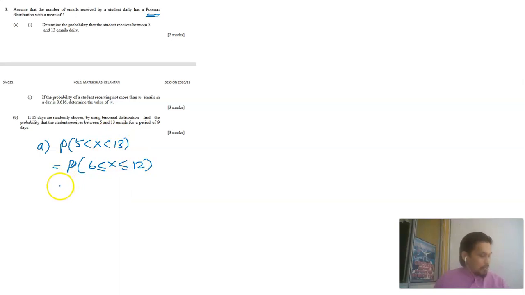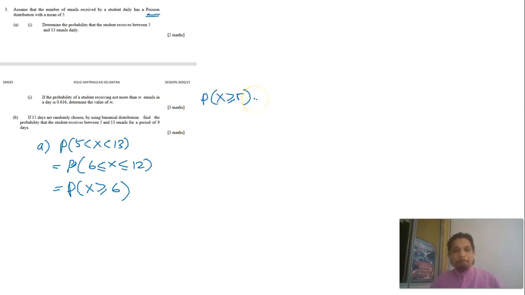Okay, if you use the statistical table here, you will find that all the values of probabilities here are only for probability of X greater than or equal to 1. Okay, so we can use this one here minus probability of X greater than or equal to 13.